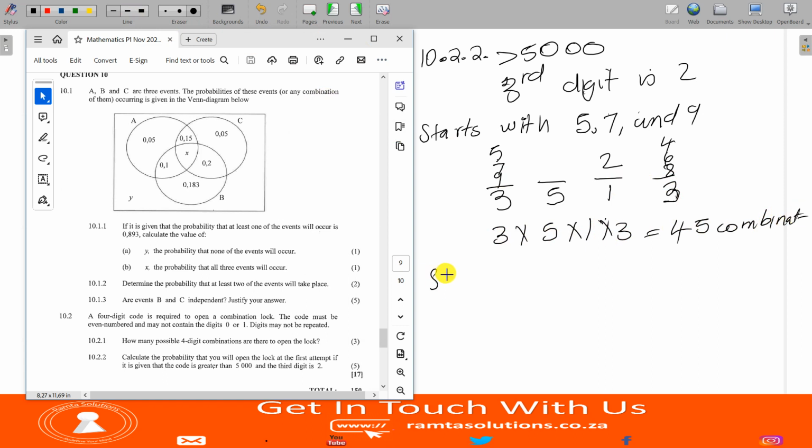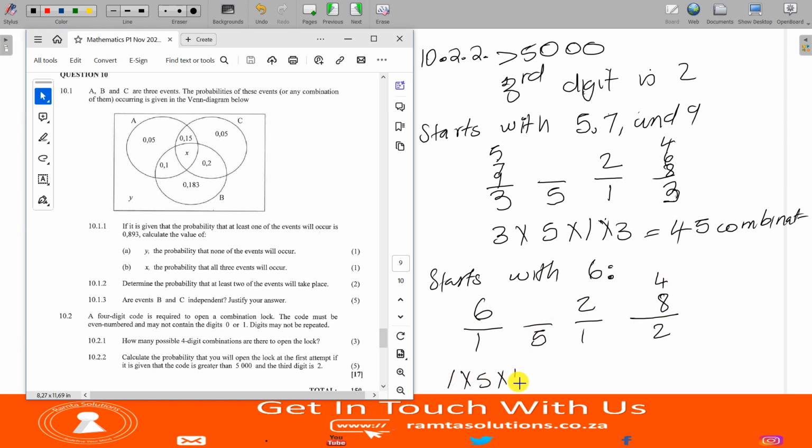Now, let's say it starts with 6. Let's take 6. When it starts with 6, 1, 2, 3, 4. Remember, the third is 2. So this is 1, 1. So 2 and 4, 2 and 6 are out. It means you're left with 8. So you have 2 to choose for this one. And obviously, you have already chosen 3 digits. Then it means you have 5 for this one. So what is this? 1 times 5 times 1 times 2. This is 10 combinations.